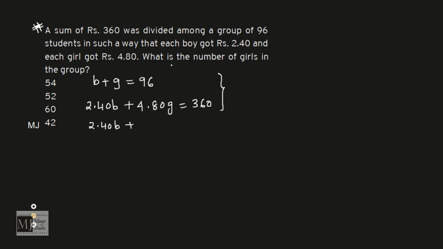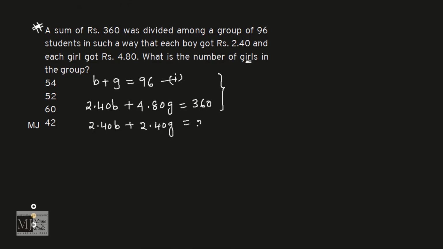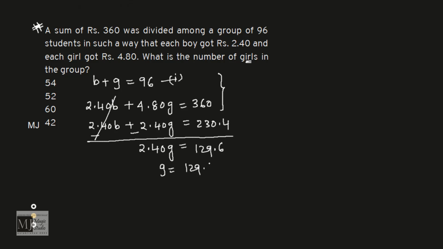2.40b plus, okay, the question is the number of girls, so multiplying by 2.4, the first equation would directly give us the value of g. 2.40g is 96 into 2.4. 96 into 2.4 is 230.4. So if I subtract these two, I'll get 2.40g equals 129.6. So the number of girls would be 129.6 by 2.4.